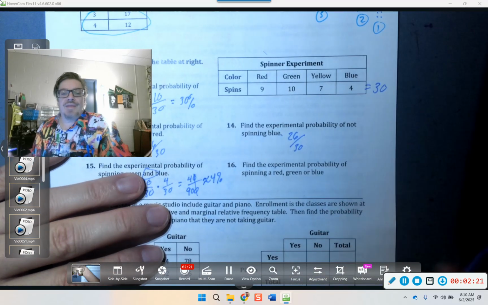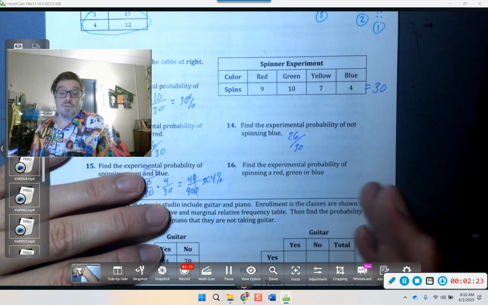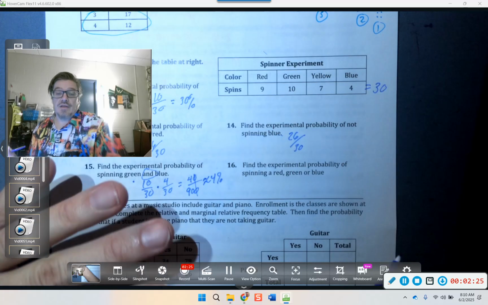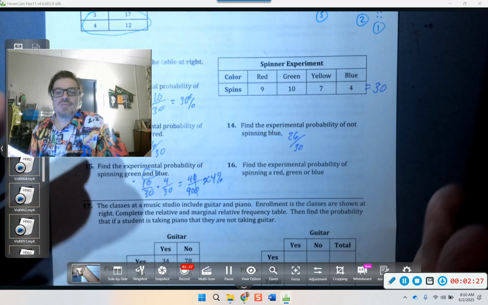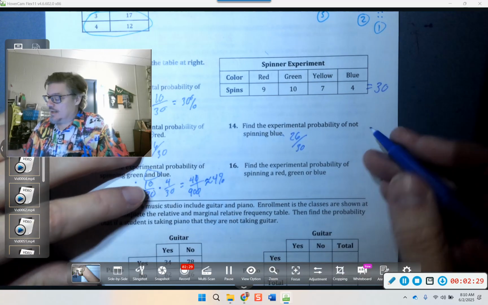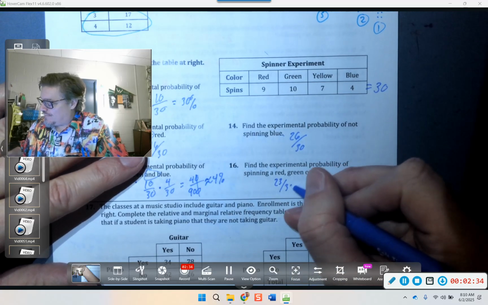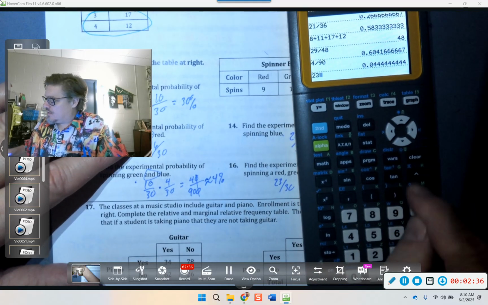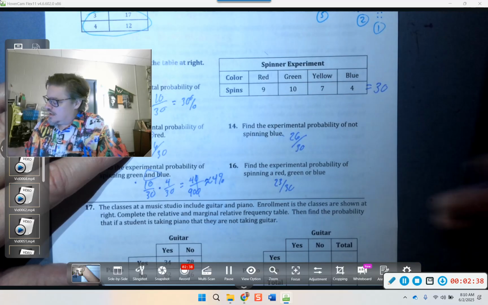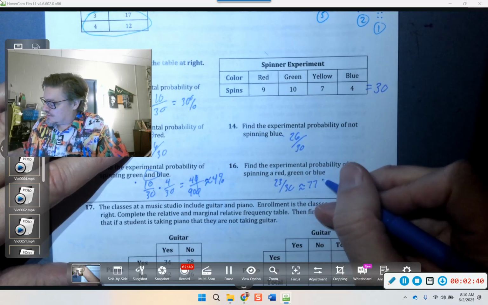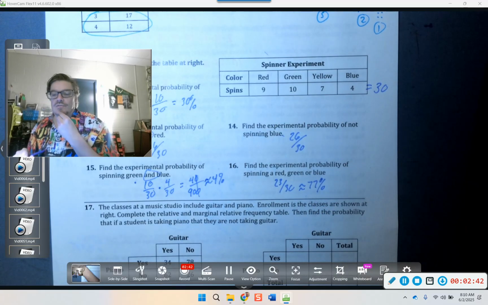Find the experimental probability of spinning a red, green, or blue. So now we're going to add all of those together. And really what we're asking is, what is the probability of not yellow, right? So not yellow is essentially 23 out of 30. Okay, so these aren't hard. Looks like it's about 77%. Okay, you just got to be careful.